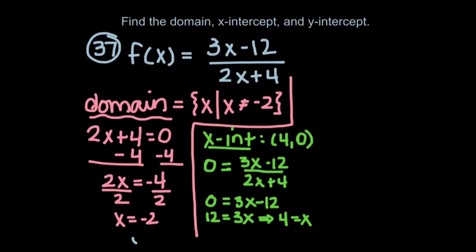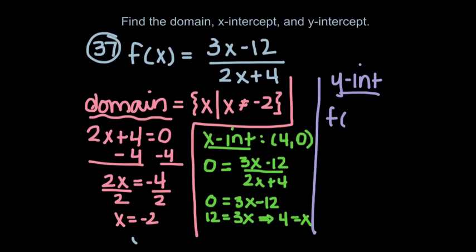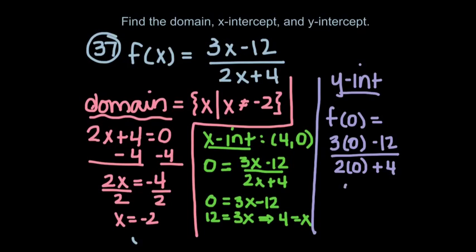Finally, I need to find the y-intercept. The y-intercept is the point where x is 0. So what I need to do is calculate f of 0, which involves replacing every term that has an x in it with a 0. So I have 3 times 0 minus 12 over 2 times 0 plus 4, which gives me 0 minus 12 over 0 plus 4, which simplifies to negative 3. So my y-intercept is the point 0, negative 3.